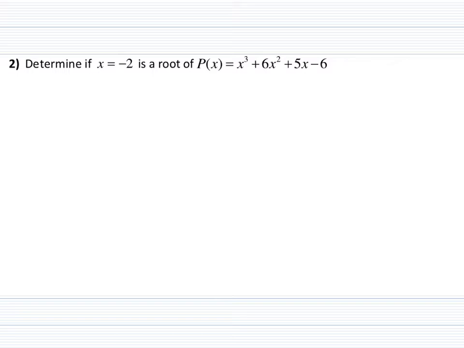So the next part of your test was determining if a value is a root of a given polynomial. The first thing that we're going to use is the remainder theorem. This was one of the 2 requirements for your test.